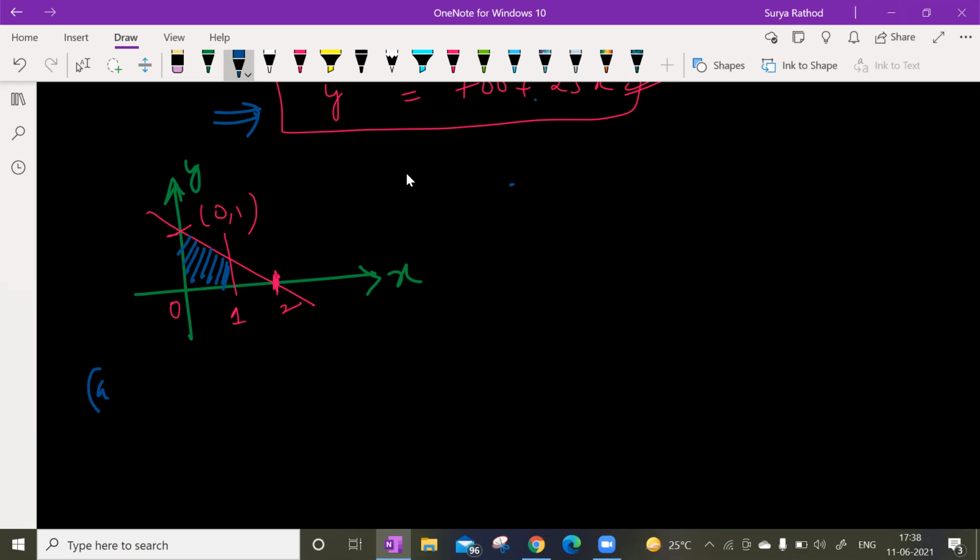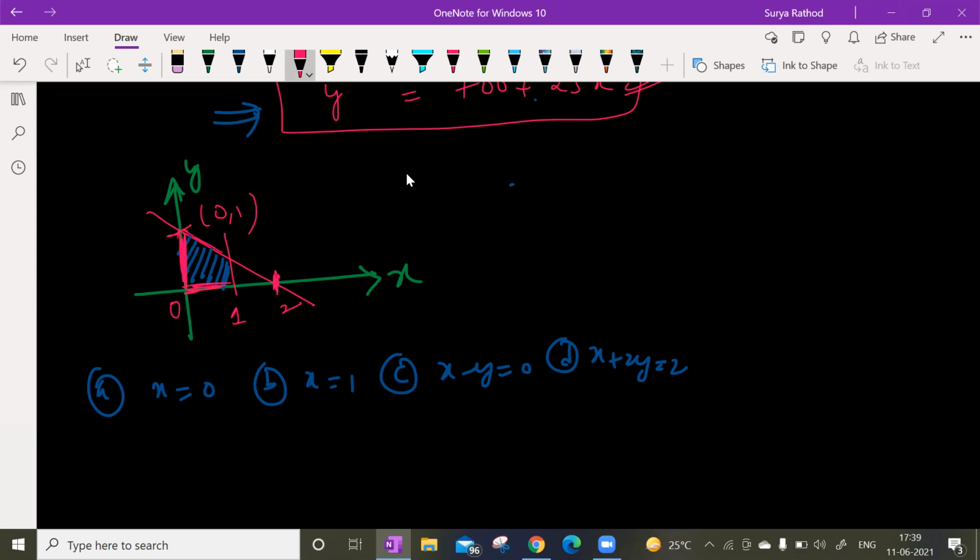What are the options? x is equal to 0, x is equal to 1, x minus y is equal to 0, x plus 2y is equal to 2. Look at this carefully. Which one of the following is not an equation of one of the boundary lines? This is a boundary line, this is a boundary line, right? This is also a boundary line.